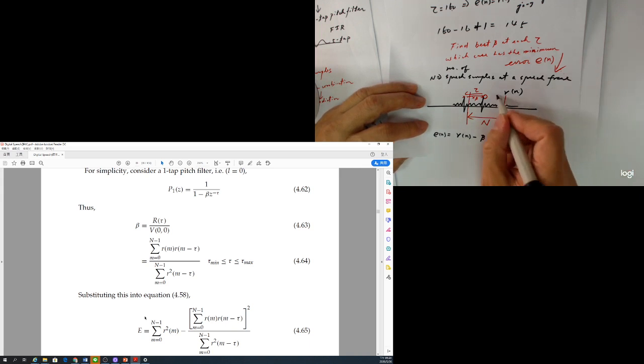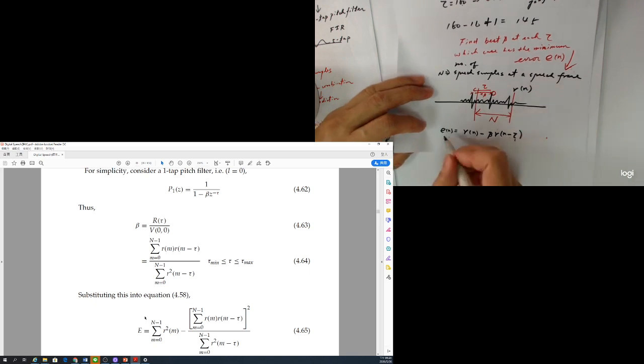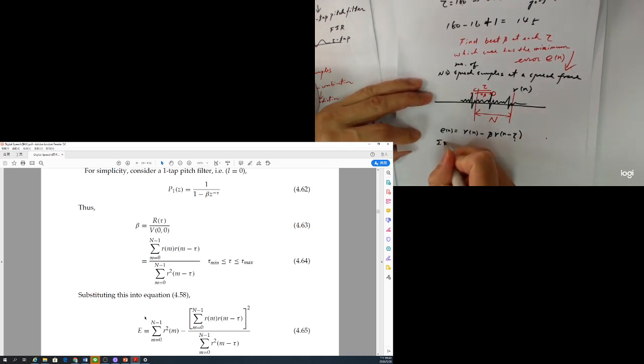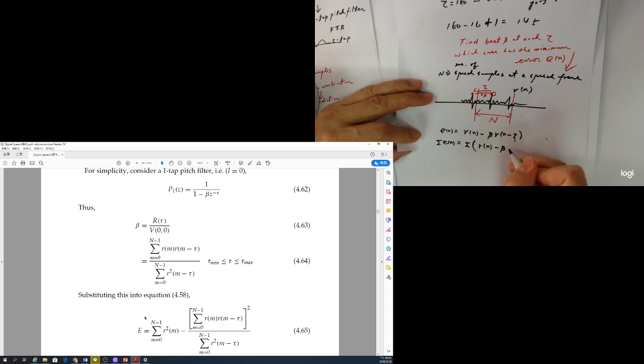However, it's not just one simple point. We have to minimize over one frame. Make sure your one frame has the same data. Each point in the whole speech frame should get the same minimized result. So what's your n? Right now you are using m, so m from 0 to m minus 1.